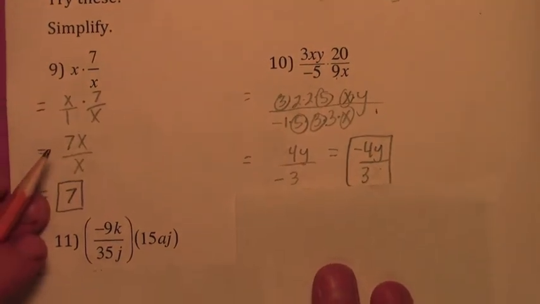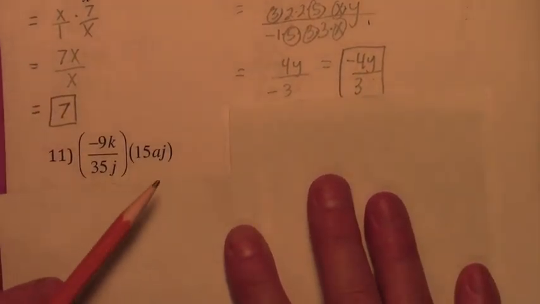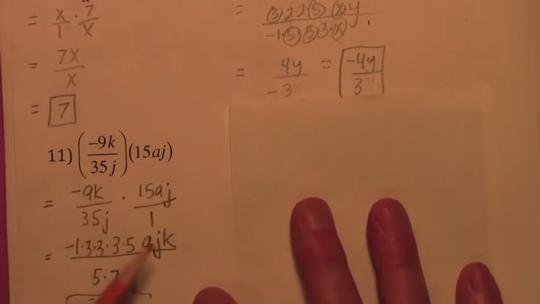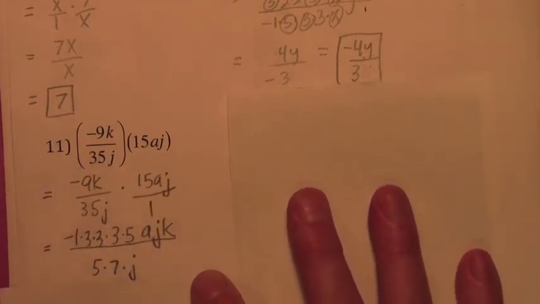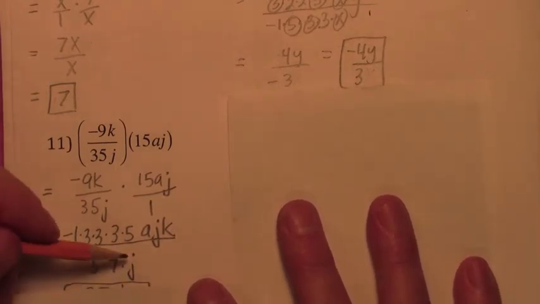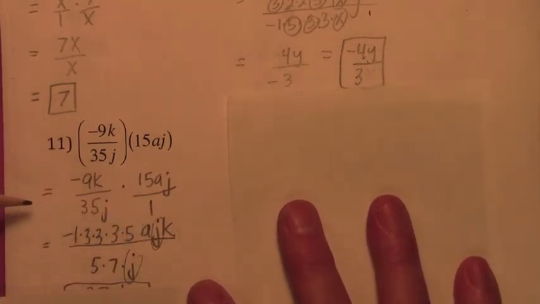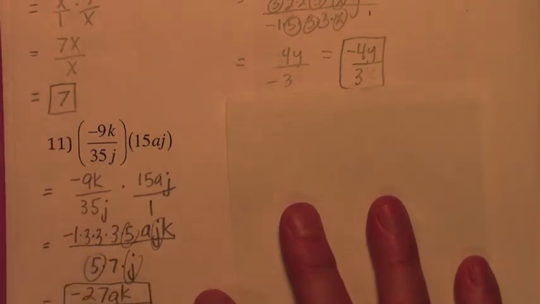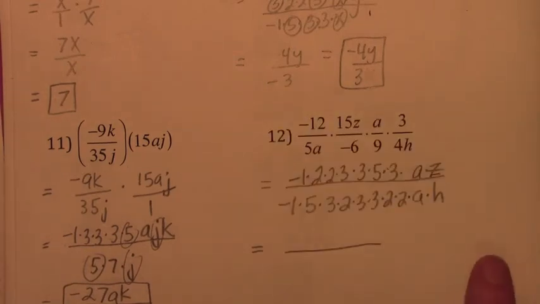Okay, this one. This is 15aj over 1. And then when you factor it, you get this. Kind of weird having j. I don't like using j very much. Anyway, what are the common factors here? Let's see. The j is going to go away. Anything else? I think a 5. So I get a 7 on the bottom, and I get a negative 1 times 3 times 3 times 3. I think that's 27. Negative 27ak over 7. That's right.